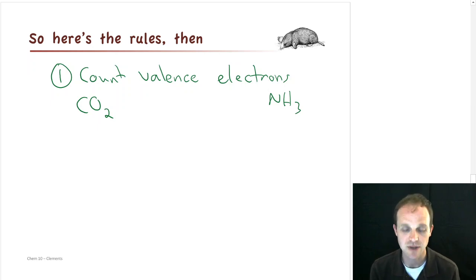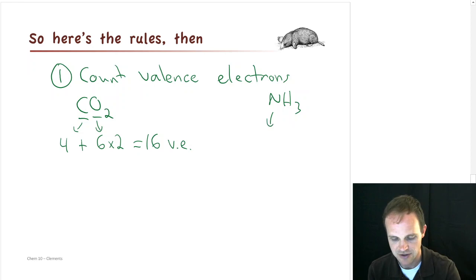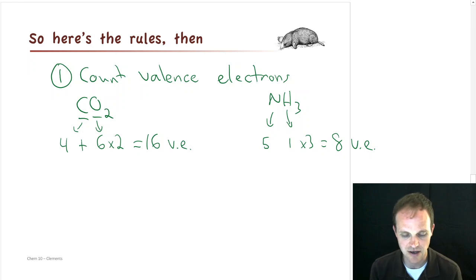Now for CO2, we're counting valence electrons, and what I mean by that is we're going to look at each of the atoms in there, figure out how many valence electrons they have. Carbon has 4, oxygen has 6, but there's 2 of them, so 12 plus 4 is 16 VE for valence electrons. Nitrogen has 5, hydrogen has 1, but there's 3 of them, and you add that up to get 8 valence electrons. So we know how many valence electrons are in each one of those.